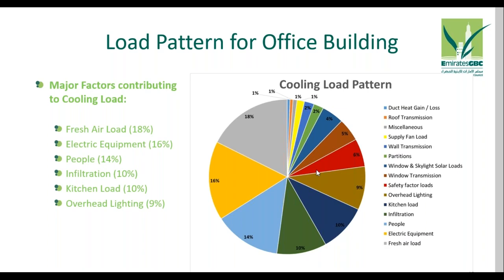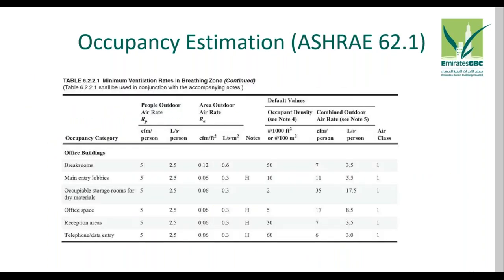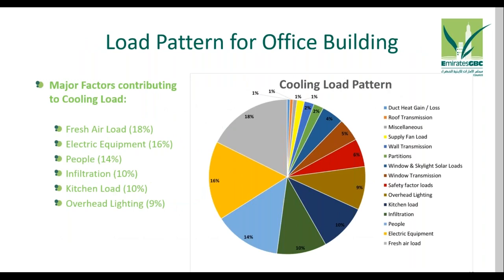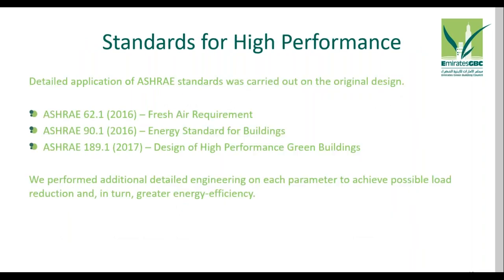This breakup was taken further. As I mentioned earlier, when we talk about pressure, it was 62.1, energy standards 90.1, and then there is a new standard for ASHRAE high performance green buildings, which is ASHRAE 189.1. Considering all these standards, we evaluated the optimization for the design further.